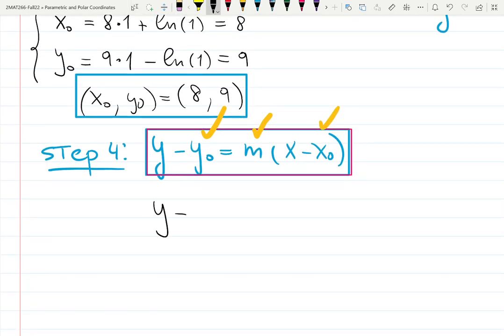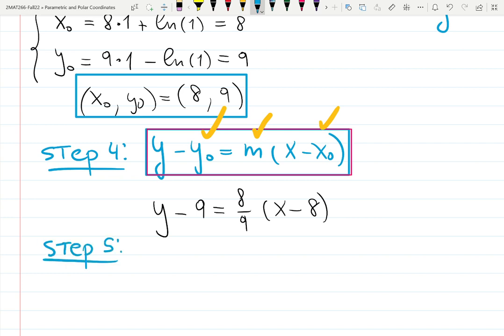Y minus 9 equals m, what is m? 8 ninths, times x minus 8. This is the answer, but we don't like it. We always ask people to rewrite. That's like an extra step. You can call it step 5, but usually it's just a continuation.